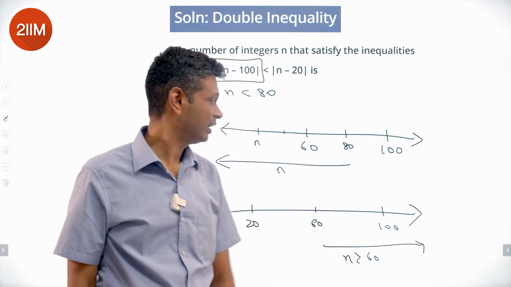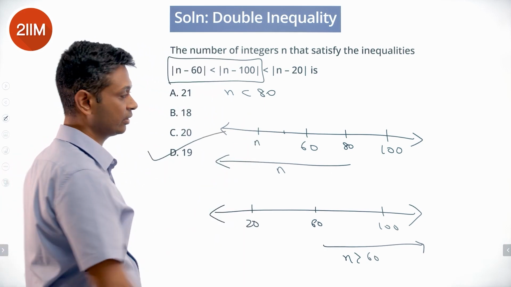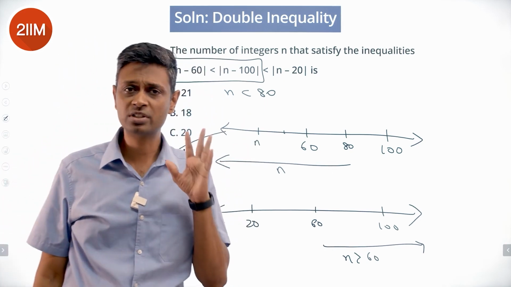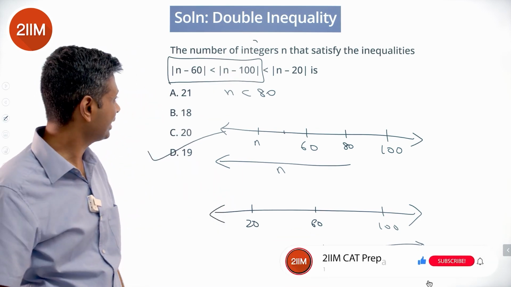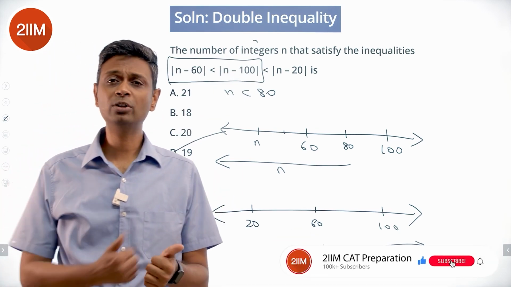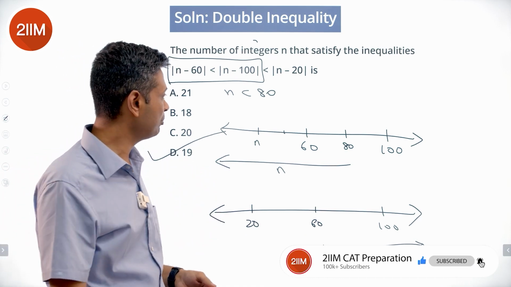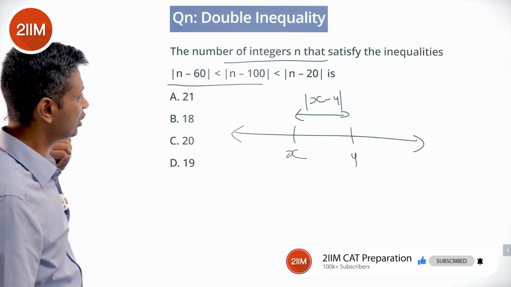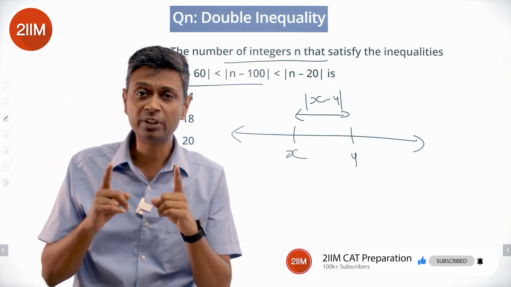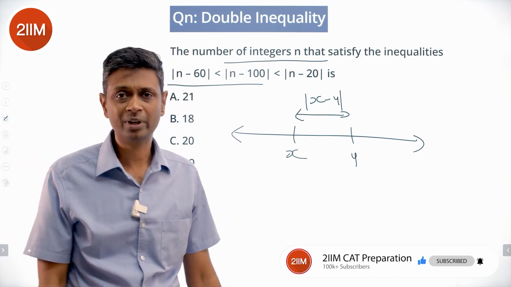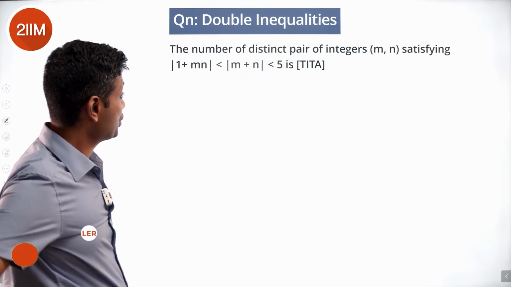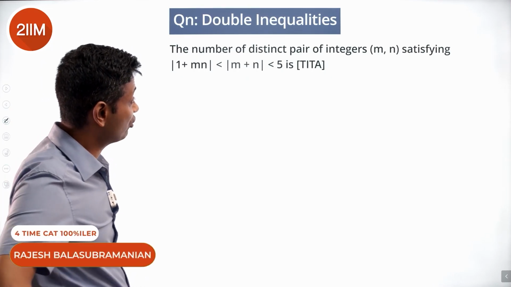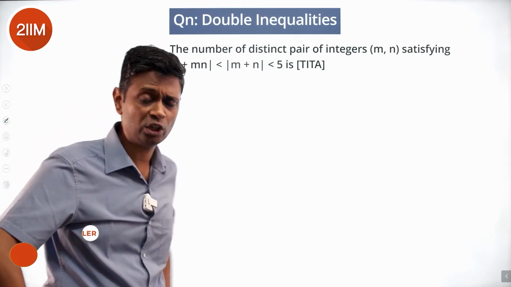61 to 79. 19 different numbers. That's an answer. 61, 62, 63, 64 till 69. Clearly we are looking at integers, not a range. So 19 different integers work. 61 through to 79. Right? The key point here is if you have 2 points x and y on the number line, the distance between the 2 points is modulus of x minus y, which is nothing but modulus of y minus x. Both are the same. The number of distinct pairs of integers m comma n satisfying this inequality. Wonderful, wonderful question.